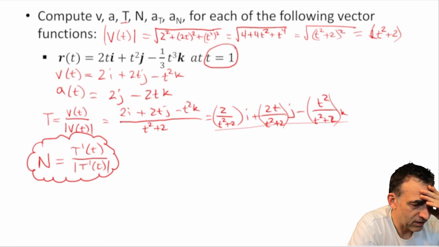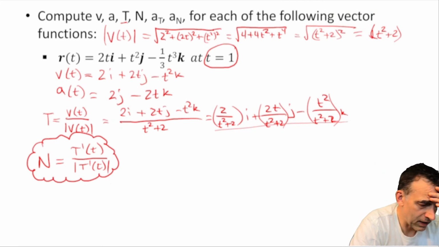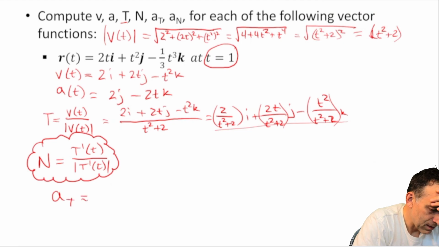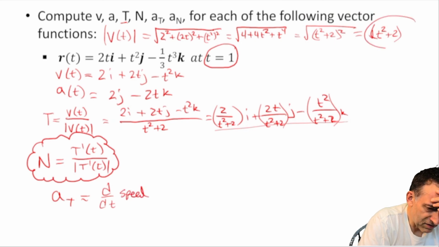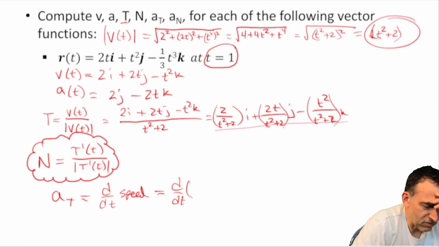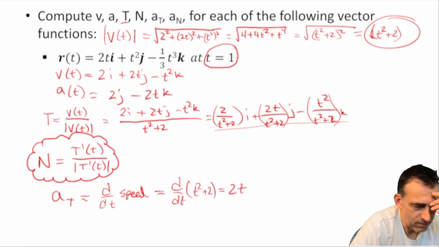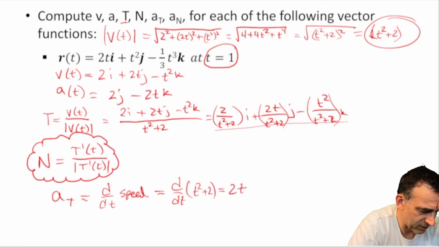We got to do a sub t and a sub n. A sub t is the derivative of the speed. And look at this. Here's the speed here. So I'm doing the derivative of, doing the derivative of an equal sign, which doesn't make any sense. So doing the derivative of t squared plus 2, which is just 2t. So nice, easy tangential component of acceleration.